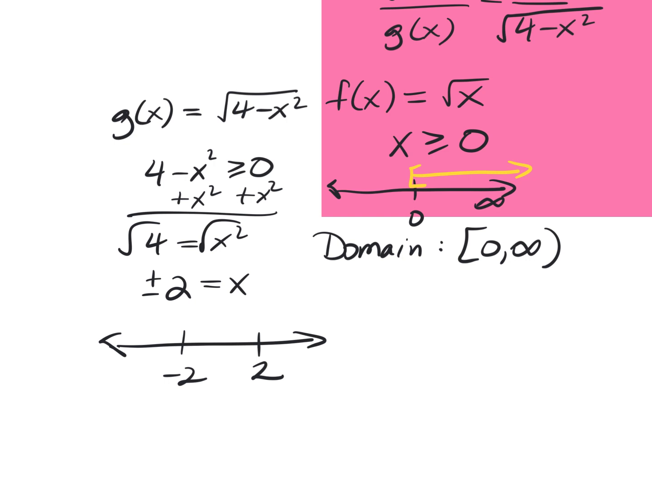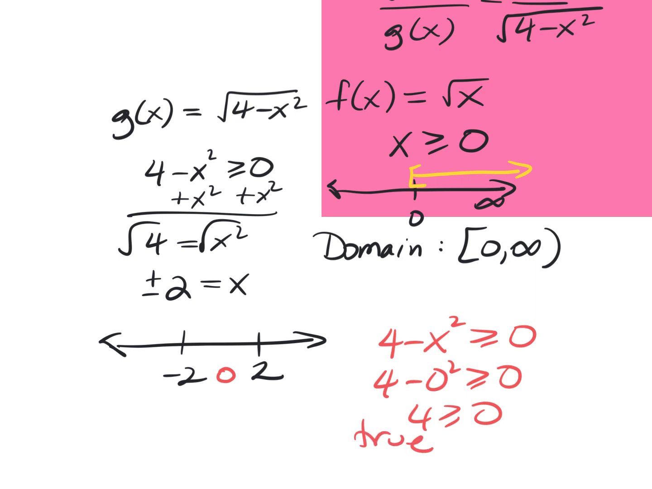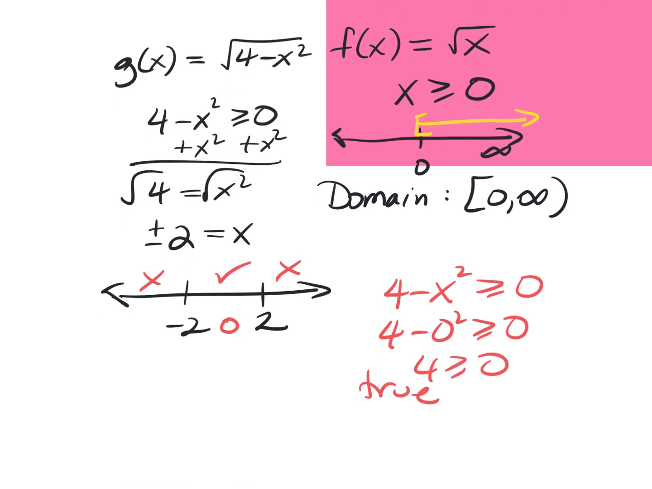So I'm going to go ahead and plug in 0 for my x into my original here. 4 minus x squared greater than or equal to 0. I'm going to plug in 0 and see if I get a true or false statement. This is a true statement. So this tells me that in the section where my test point is, it gets the check mark. And over here, these are going to be x's. So my domain for my g of x function is just the numbers in between negative 2 and positive 2. So here, 2 and negative 2.